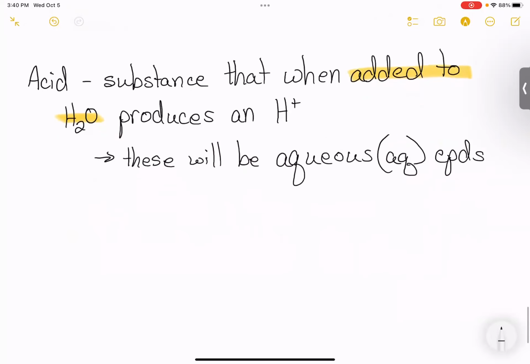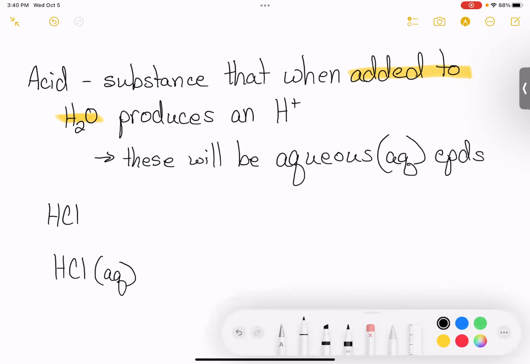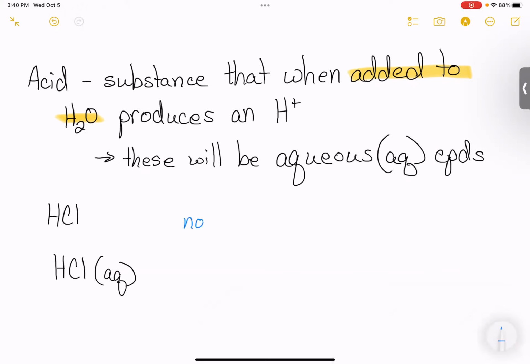So HCl, HCl aqueous. This first one is not an acid. The second one is an acid. They are named two different ways.